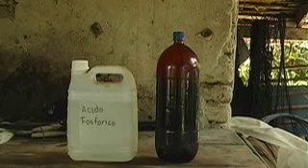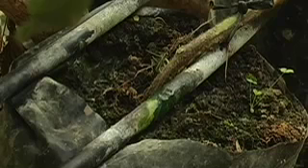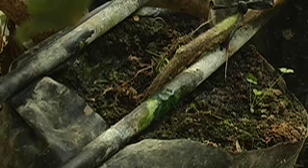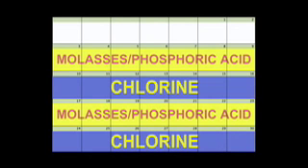A drip system maintenance program should include the use of phosphoric acid, chlorine, and molasses. These treatments are used to remove insoluble precipitates and algal or bacterial growth. A treatment should be applied weekly. Molasses or phosphoric acid should be applied once every 2 weeks, with chlorine applied alternating weeks.